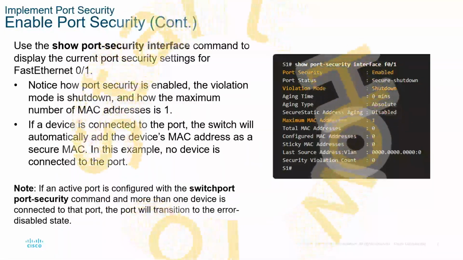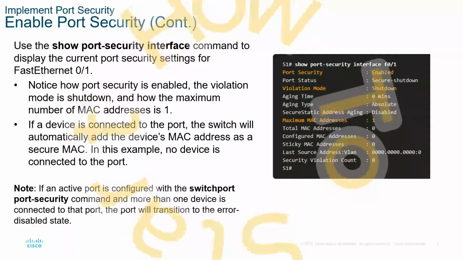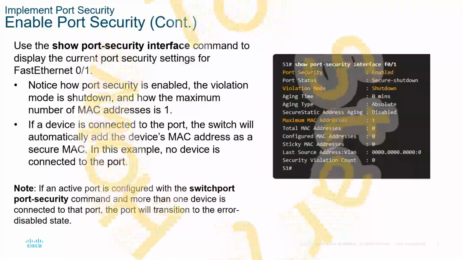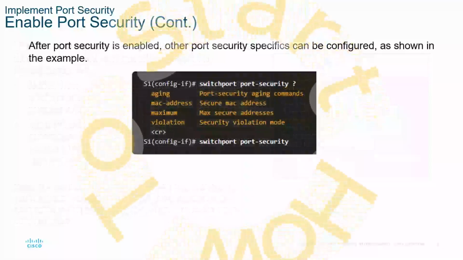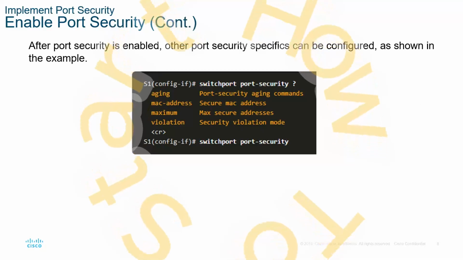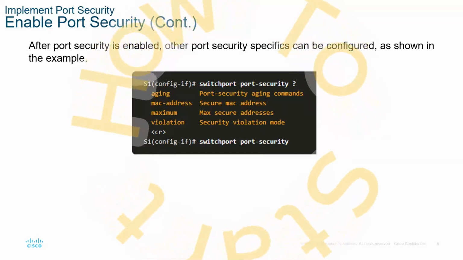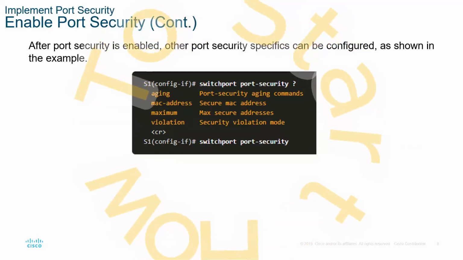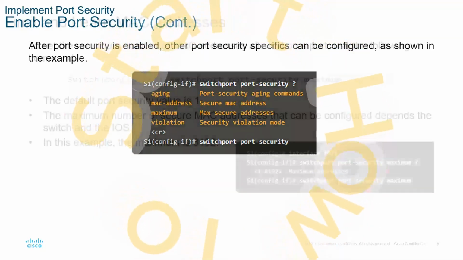If an active port is configured with the port security command, and more than one device is connected to that port, the port will transition to an error-disabled state if that MAC address is not known. So some of the options we have: we're going to have to talk about things like aging and MAC addressing and maximum violation. Each of these portions actually define how port security is going to function. And they're very important, so we have to cover each of those criteria.